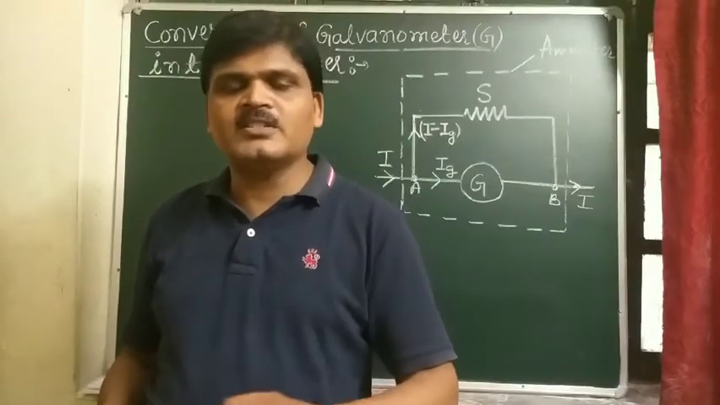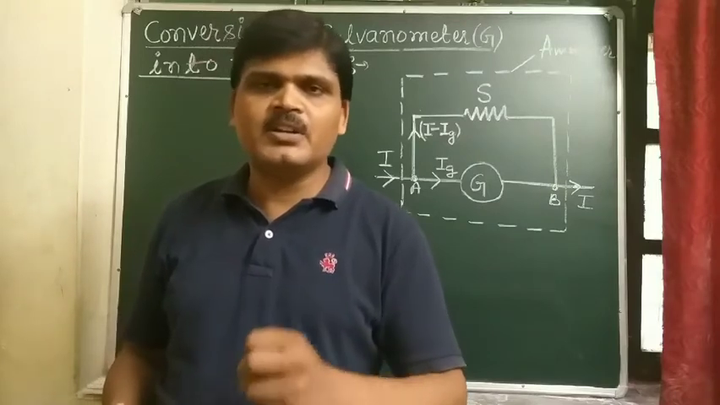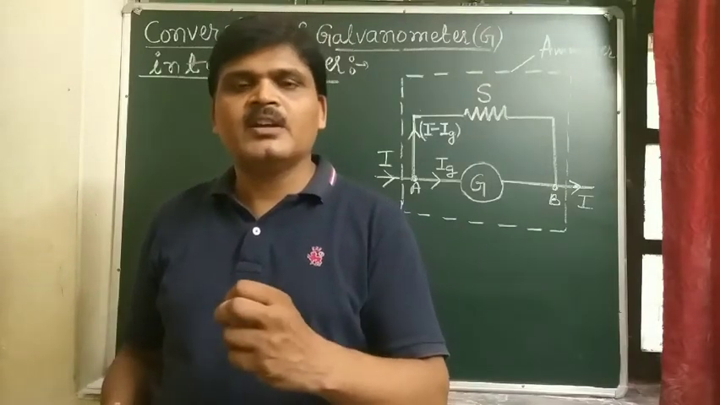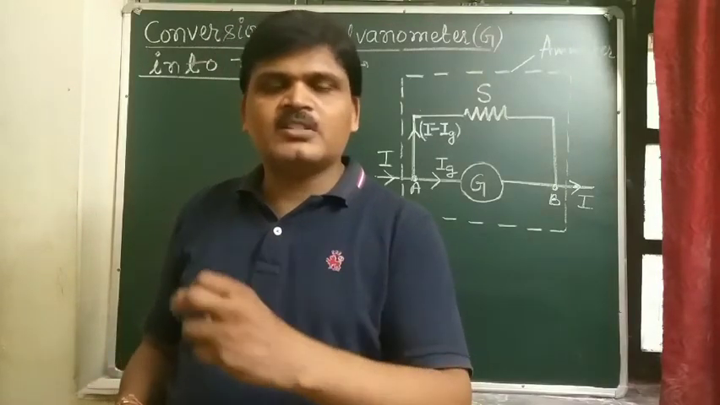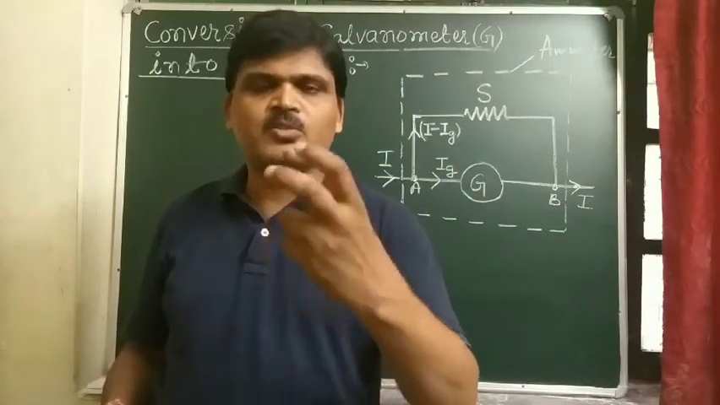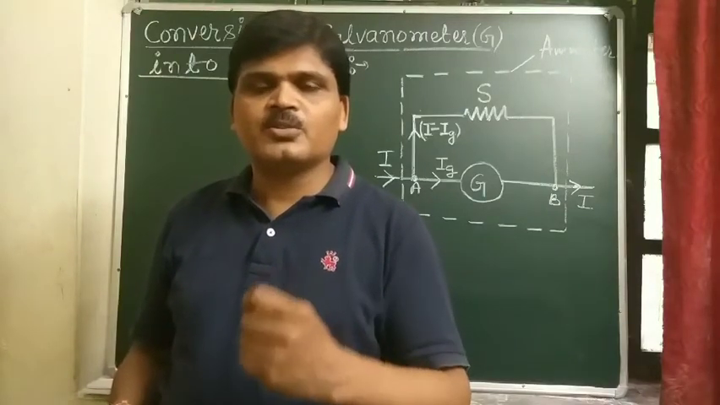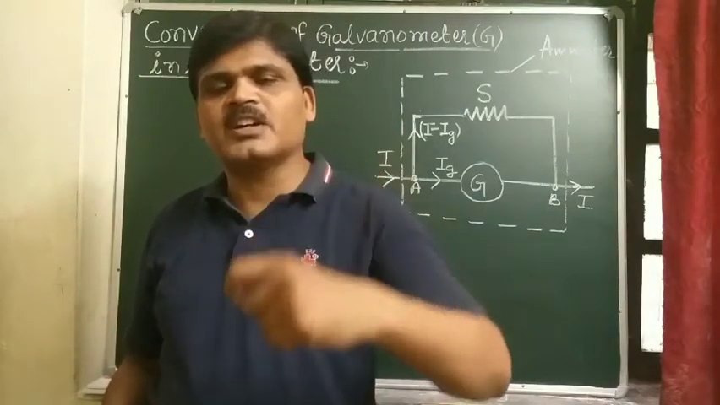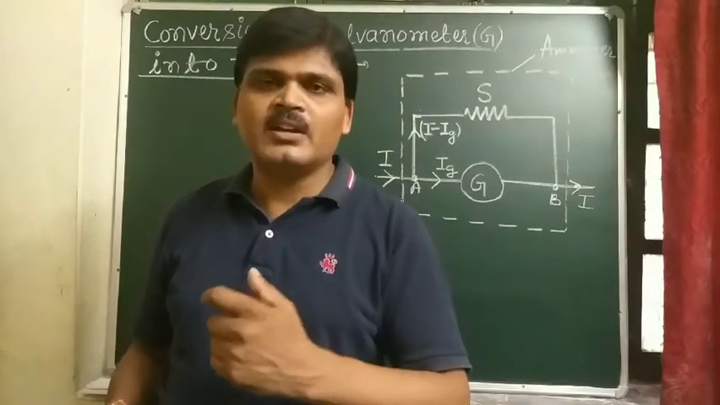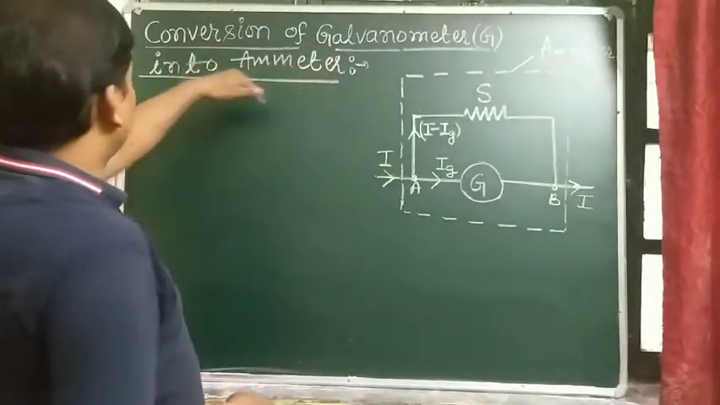A galvanometer can be converted into an ammeter when a low resistance is connected in parallel with the galvanometer coil. And student, this low resistance which is connected in parallel with the galvanometer is also known as what? Shunt. So shunt is a low resistance which is connected in parallel with a galvanometer. So, conversion of galvanometer into ammeter.